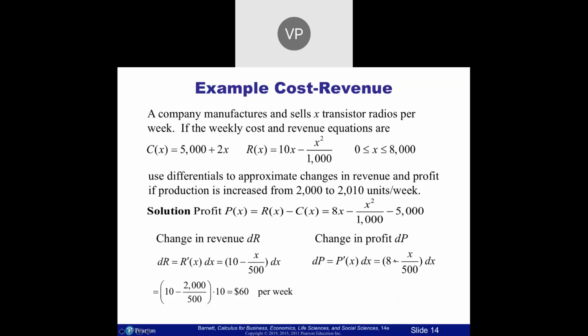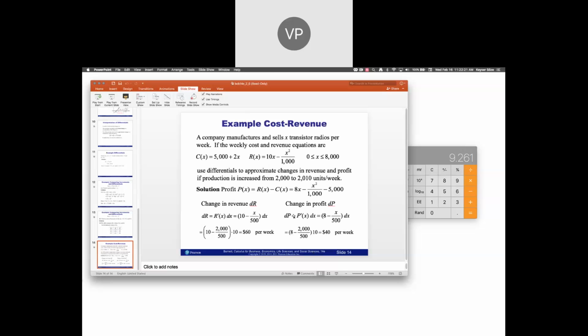So now I replace the x with the 2,000 again. I replace the dx with the 10. And you see we get this. 8 minus 2,000 over 500 is 8 minus 4. 4 times 10 is 40. That's our change in profit. So our revenue went up $60 when we increased it by 10. Our profit went up by 40. Okay, so that's that part right there.